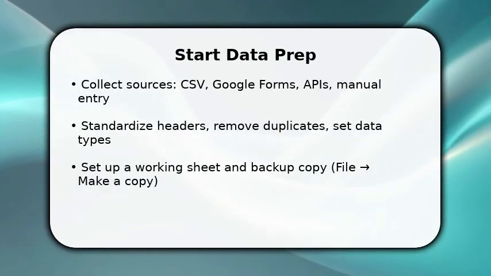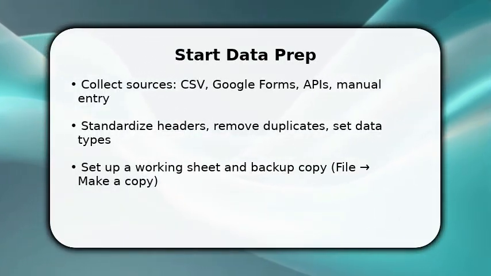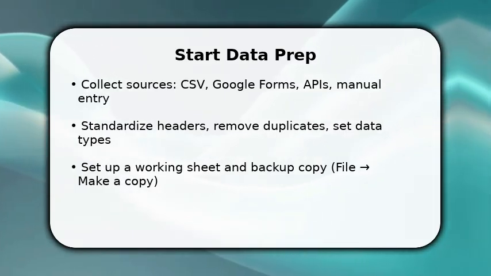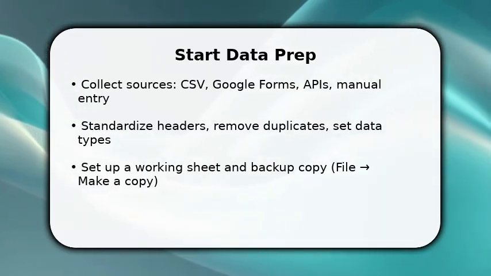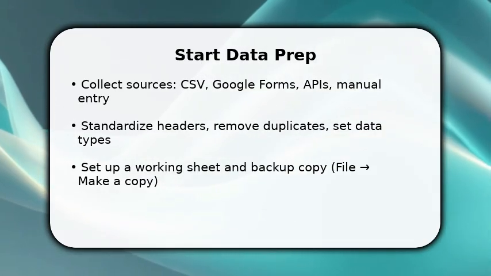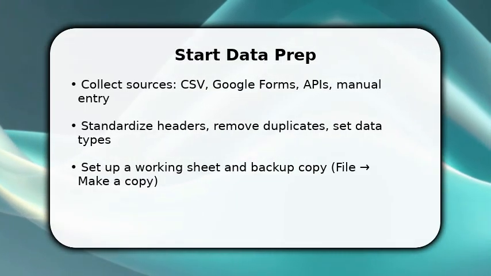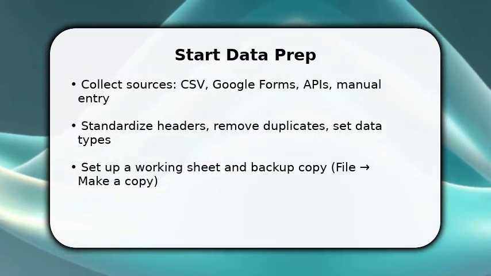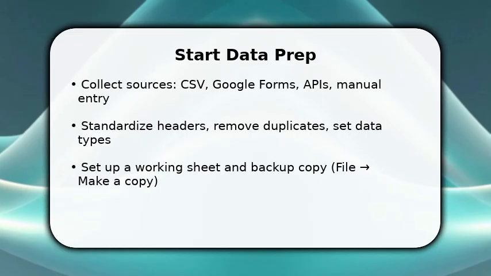You begin by bringing all raw inputs into one Google Sheet: import CSVs, link forms, or paste API outputs into a dedicated tab. Once done, normalize headers and spelling so formulas work reliably. Make columns explicit as date, number, or text. You should remove obvious duplicates and flag missing values with a helper column. Make a copy of the working sheet immediately to protect the raw data. This saves you time and prevents accidental loss as you proceed to analysis.